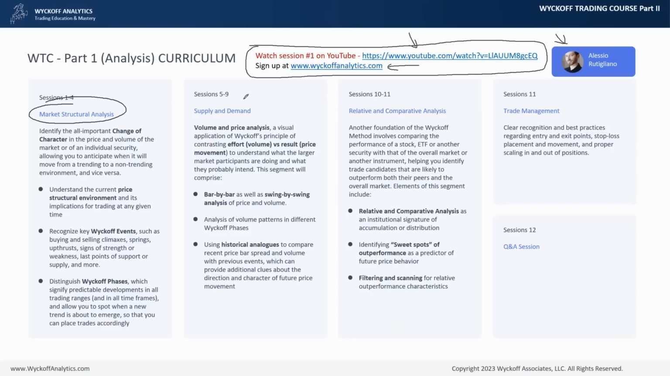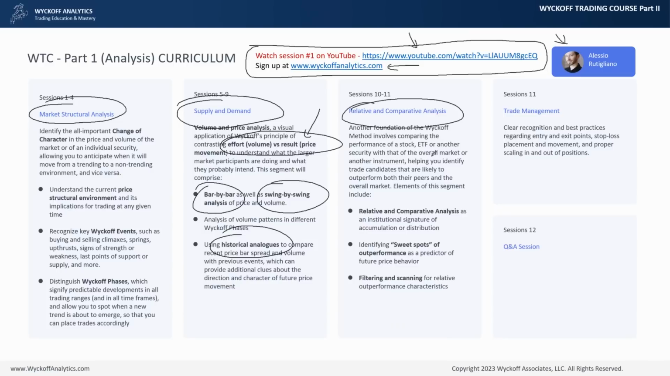Then the second part of it is all about price and volume. So supply and demand analysis, effort versus result, is one of the most important things for us to consider. So this is definitely going to be a big concentration. Bar by bar analysis, I mentioned observations and deductions, introduction to those, swing by swing analysis as well, and historical analog. So all of that is going to be introduced there.